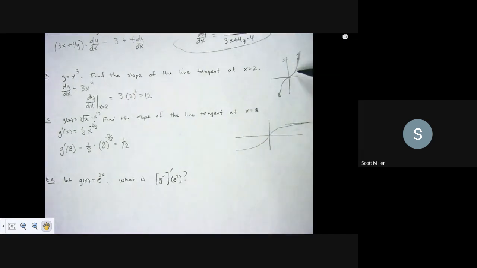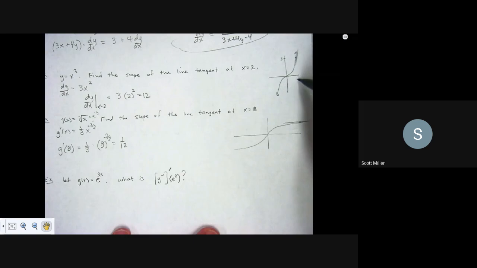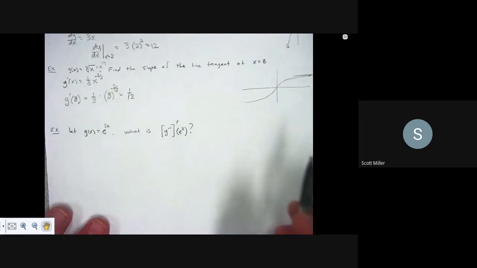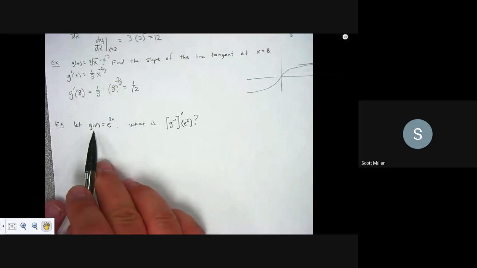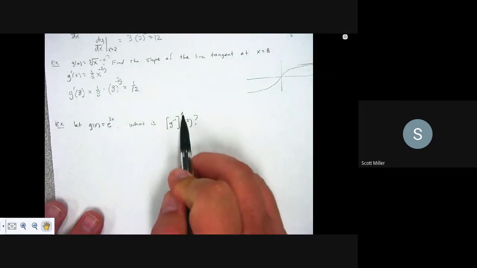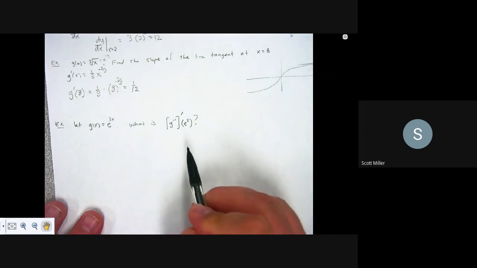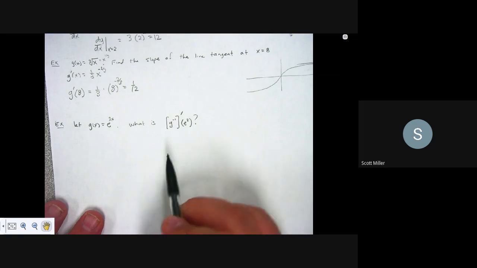When I did this one, at the point 2,8, it was 12. When I did the inverse of it at 8,2, I now have 1/12. So it looks like they're going to be related in that fashion. Let's go take a look at it. So this is g of x. What is the derivative of the inverse of g at e squared? Let's go over here and take a look.